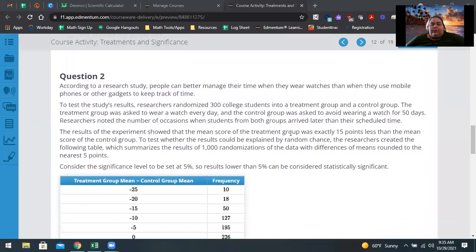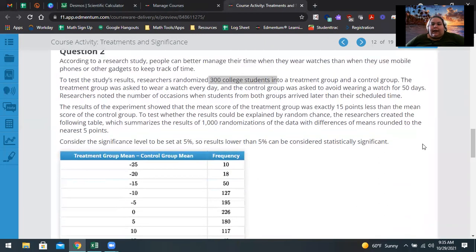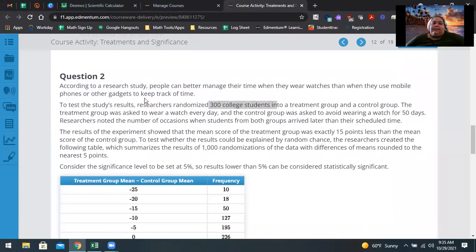Moving on to question 2, we're going to do the very same concept, but now we're going to take a look at a study of about 300 college students. I'm summarizing a little bit from the word problem here, but 300 college students are asked to wear a watch to see if that helps them manage their time instead of using a phone. Now, keep in mind, think about it to yourself.